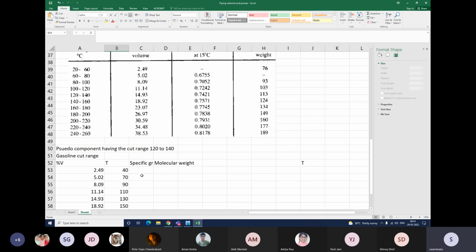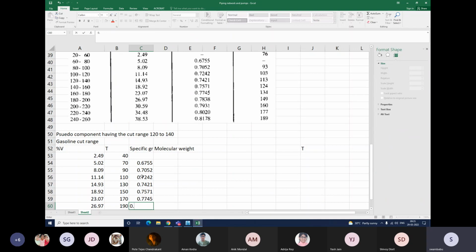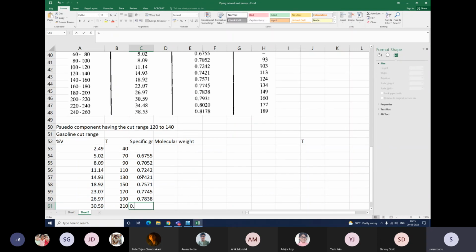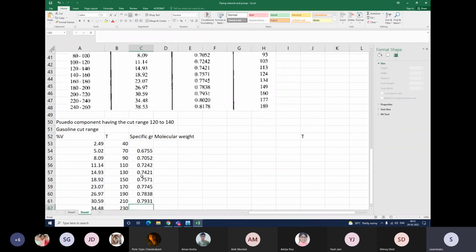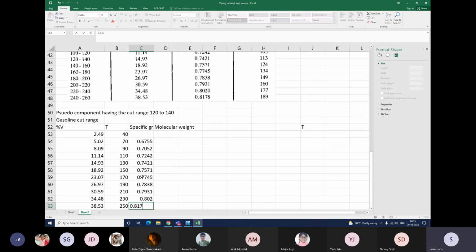The specific gravities are not given, so I take 0.6755, 0.7052, 0.7242, 0.7421, 0.7571, 0.7745, 0.7838, 0.7931, 0.8020, 0.8178.